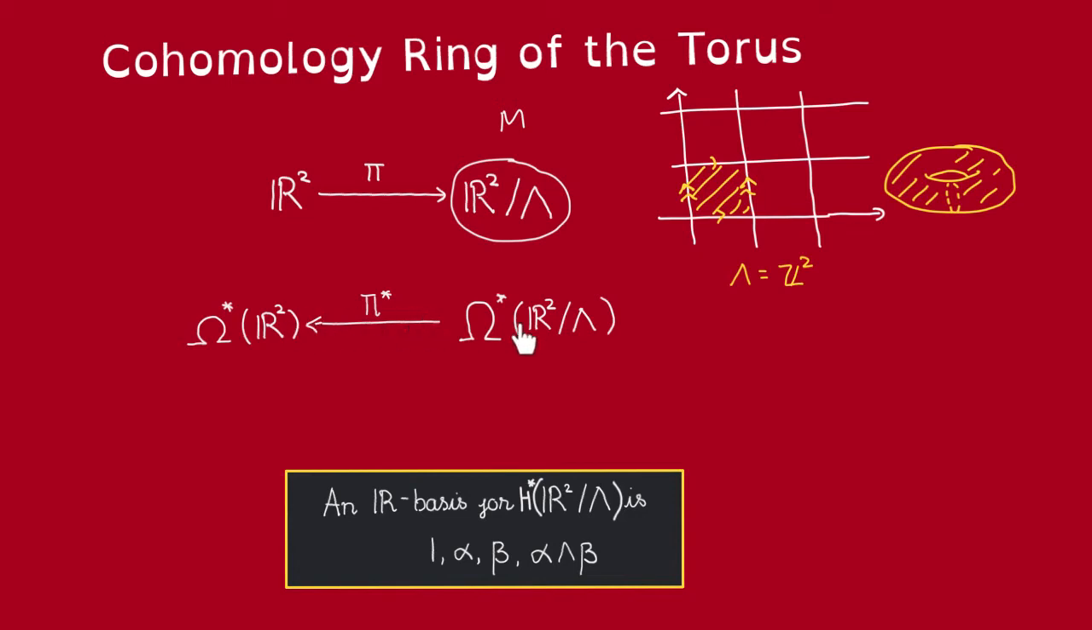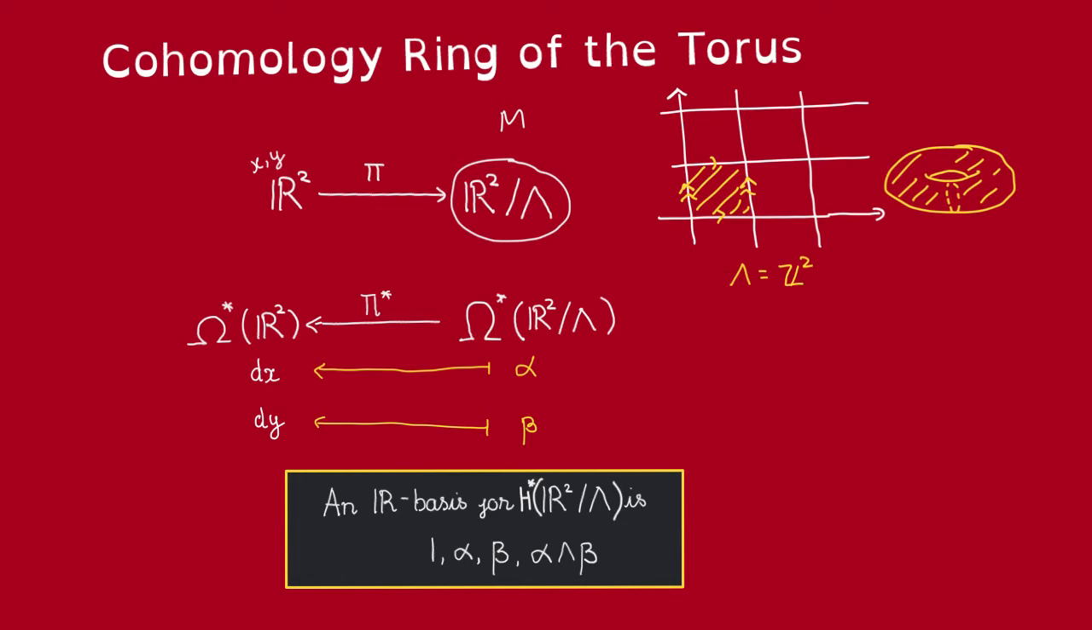This induces a pullback map on differential forms. Now, if we let x and y be the coordinates on the plane, then we have one-forms dx and dy. And then we will define alpha and beta to be the forms on the torus whose pullbacks are dx and dy. If we define alpha and beta that way, then it turns out that alpha, beta, 1, and the wedge product of alpha and beta form a basis for this cohomology.